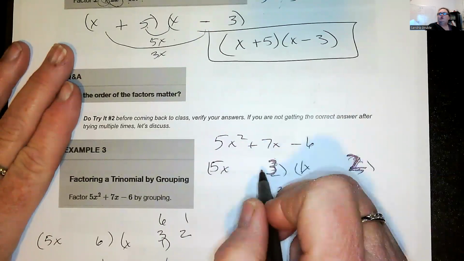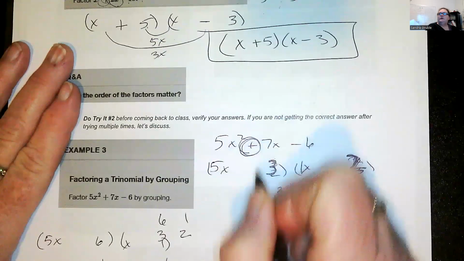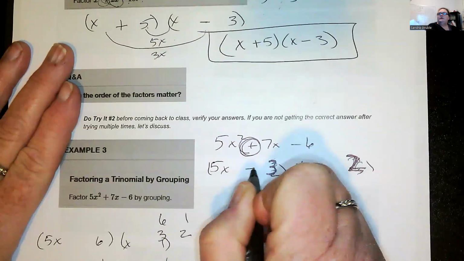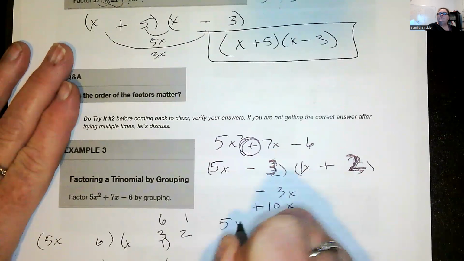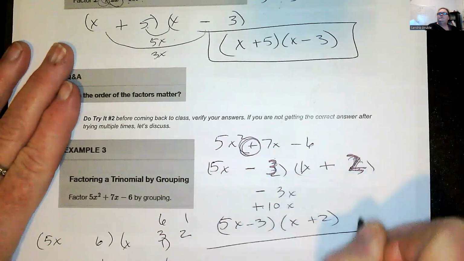So I need my larger number. The 10 needs to be positive since my middle term is positive. So I need my 10 to be positive and my 3 to be negative. So my 3 has to be negative. My 10 has to be positive. So my final answer is 5x minus 3 and x plus 2.